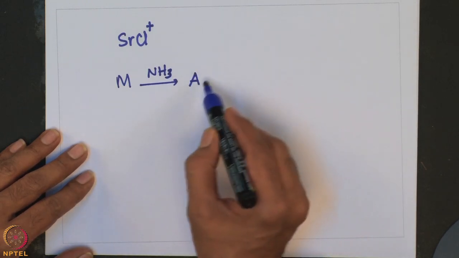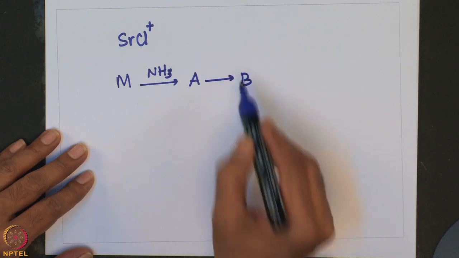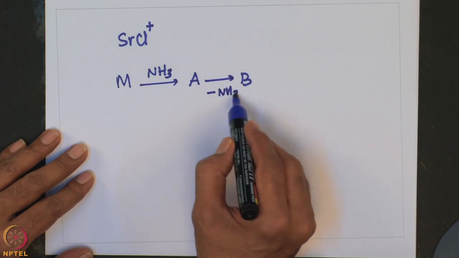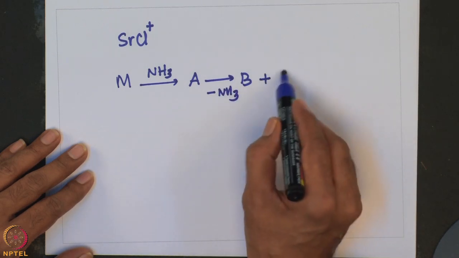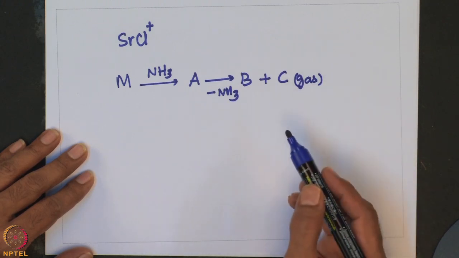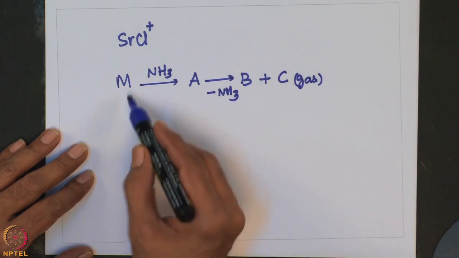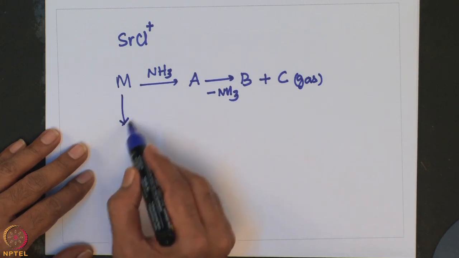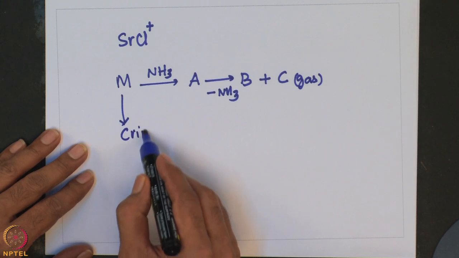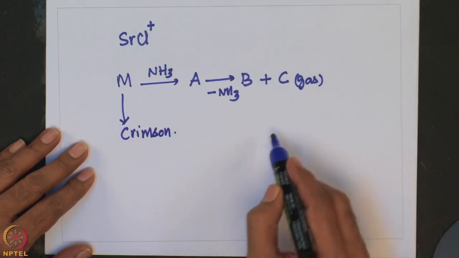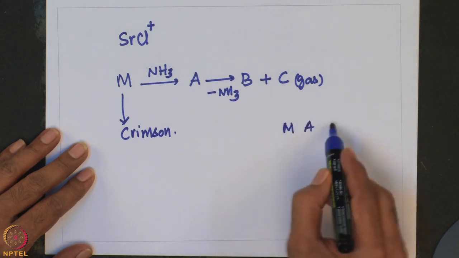A slowly decomposes to B with the liberation of NH3 plus C, a gas, and metal M gives a crimson flame test. If you do a flame test, it gives crimson color. So, now identify M, A, B and C.